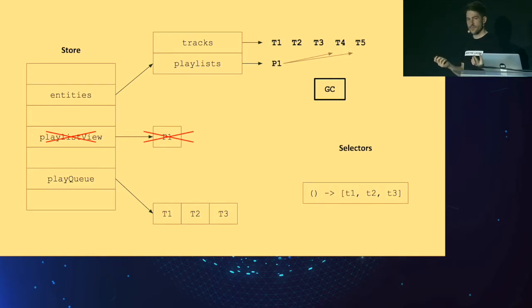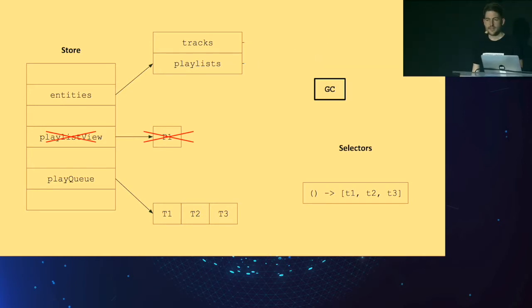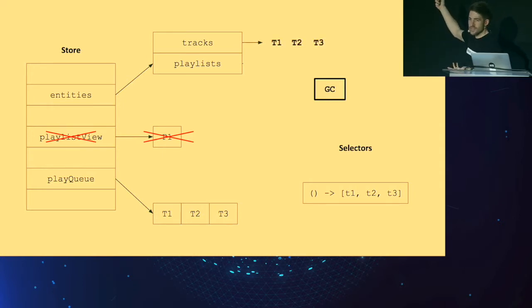We only have a selector for these three tracks. So that means we have to do something with the entities over there. What we do is we wipe everything, and then we run all the selectors. And then all the selectors means we only have these three tracks. And this is pretty much how the system works. This is different to how all systems otherwise do it.